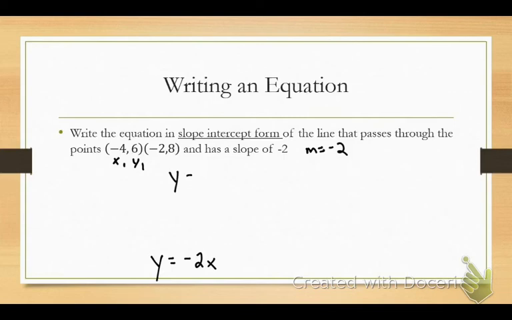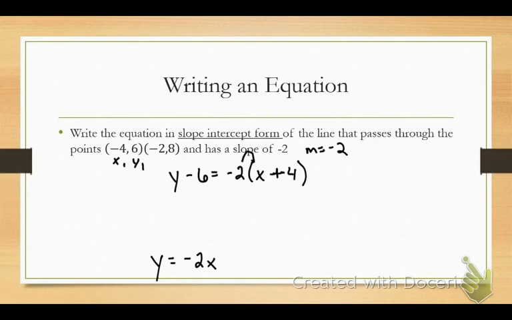Y minus what? What is my y1 value in this first ordered pair? 6 equals my m value, -2, times x minus what's my x1 value in the same ordered pair? -4. What happens to my double negative? Turns into a positive, okay? So this is where we stopped on the last example. But now I have to keep going so I know what number comes at the end of my slope-intercept form.